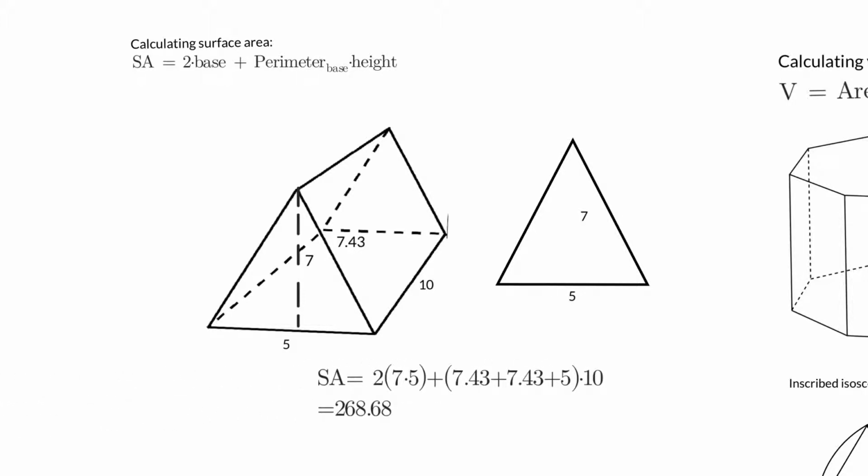So first what we want to do is multiply 2 times the area of the base, 7, the height, times 5, the length of the base, plus the perimeter of 7.43 plus 7.43 plus 5, times the height or length of the prism of 10. And we get a total surface area of 268.68 units squared.